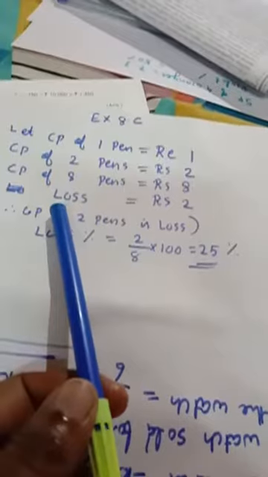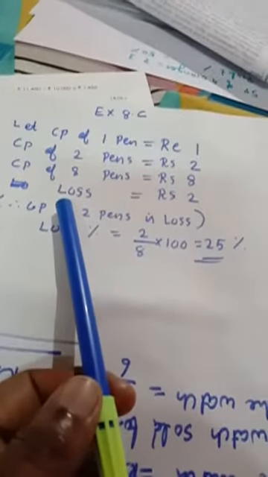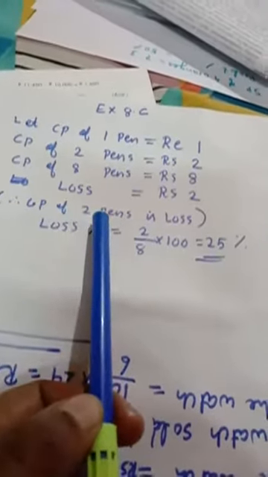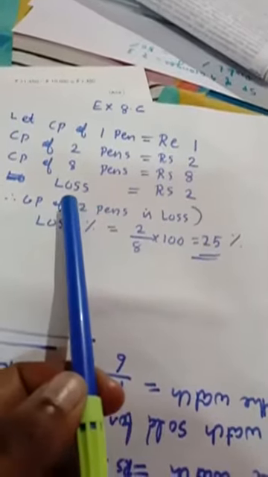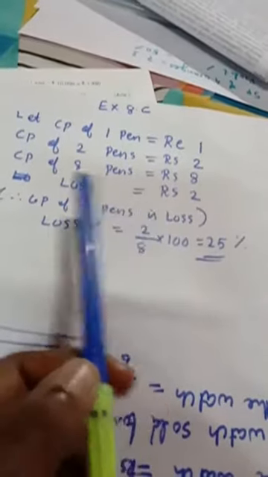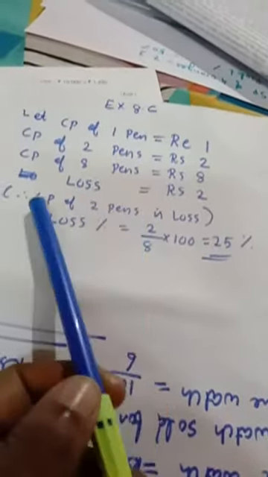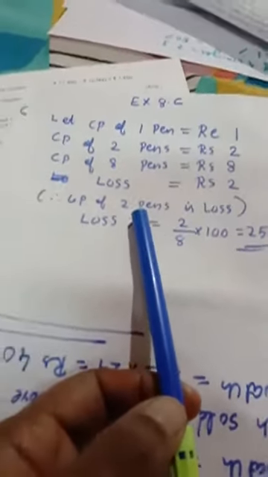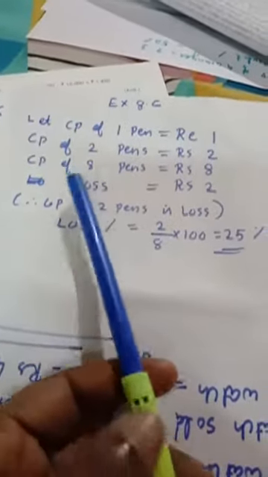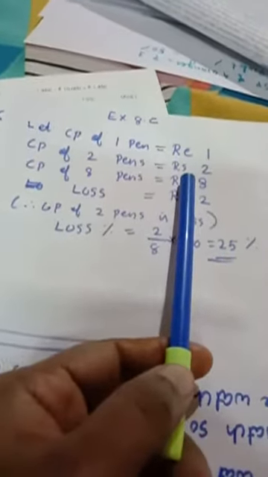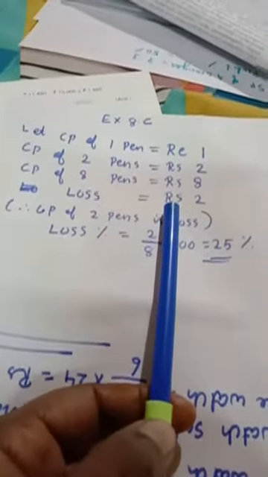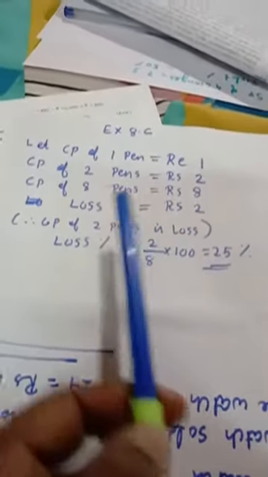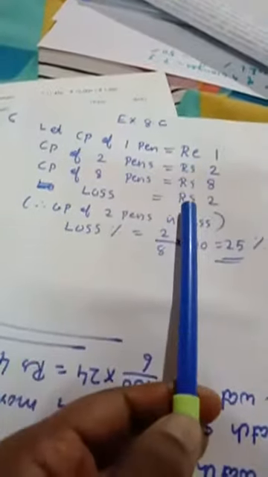The question mentioned that if he is selling 8 pens, he had a loss of the CP of 2 pens. The loss amount is not given directly. Loss is equal to the CP of 2 pens. So the CP of 2 pens is what? Rupees 2. That's why we are writing 2 here.